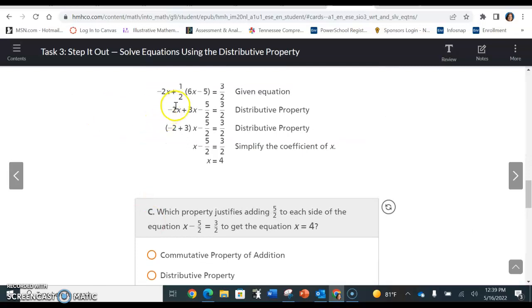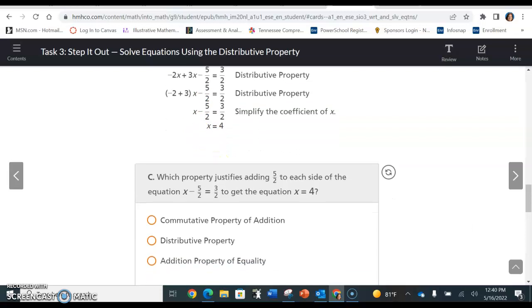All right, so it shows your steps down through here. It shows the 1/2 times 6x as 3x, and 1/2 times negative 5 is negative 5 halves. Then it shows using the distributive property again to combine like terms here. So that would be x, because negative 2 plus 3 is positive 1, and you still have your variable there. So 1x minus 5 halves equals 3 halves. From there, you have to add 5 halves to both sides to get your final answer.